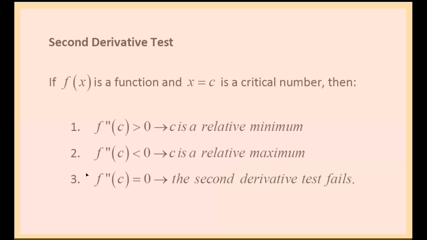If when you put c into the second derivative you get 0, then we don't get any information that's helpful to us as far as max mins, and we have to say the second derivative test fails.